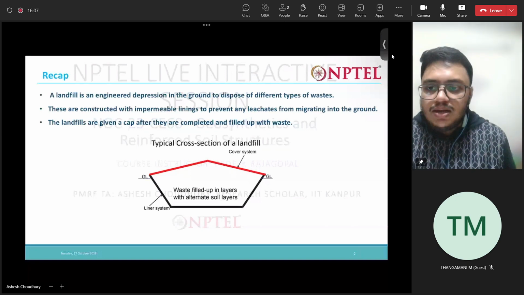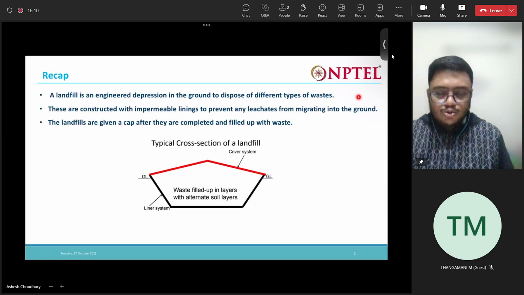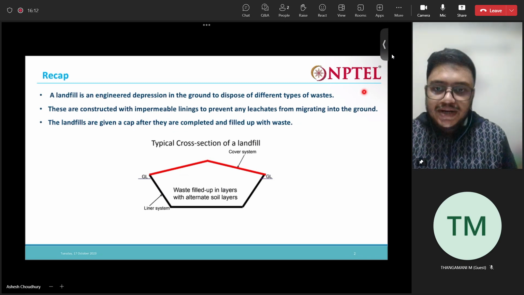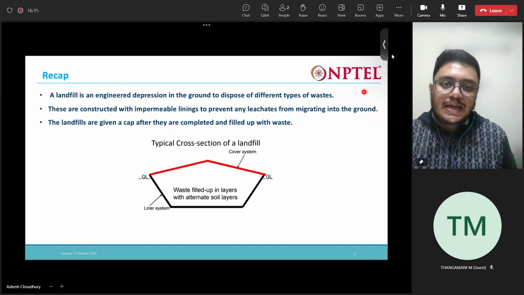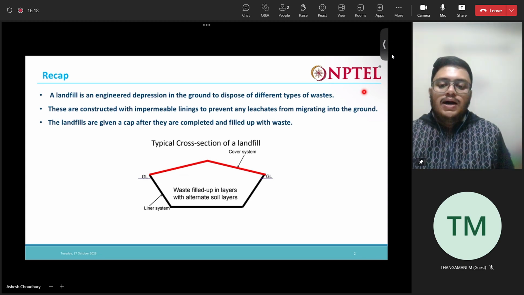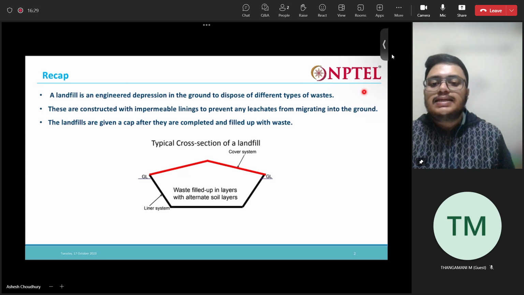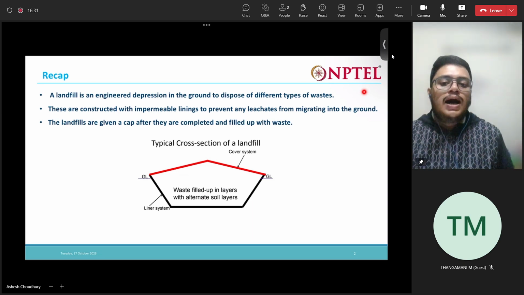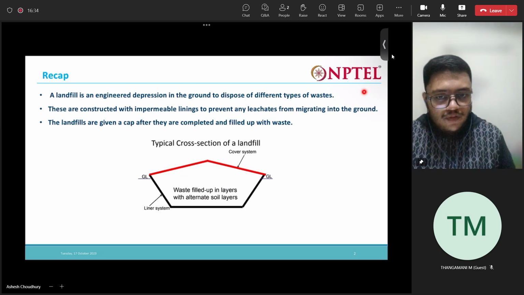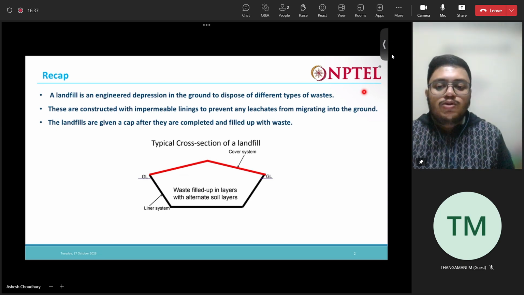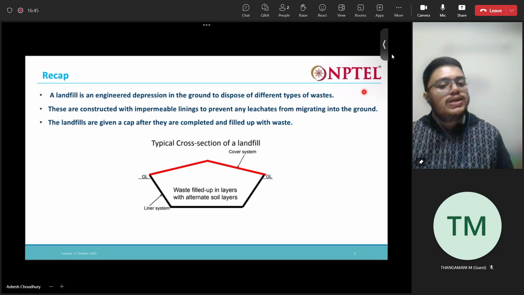So what is a landfill? A landfill is an engineered depression in the ground to dispose of different types of waste. Landfill is nothing but a place where we dump all the waste. Waste can be of many types, as we know. The most common waste that we encounter is municipal solid waste (MSW), which gets generated from our households. It is the food items that we throw and all the other things; those come into municipal solid waste.